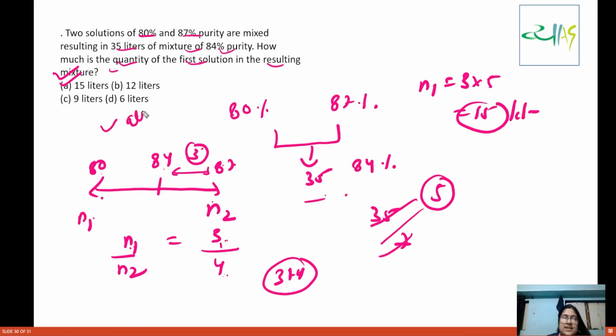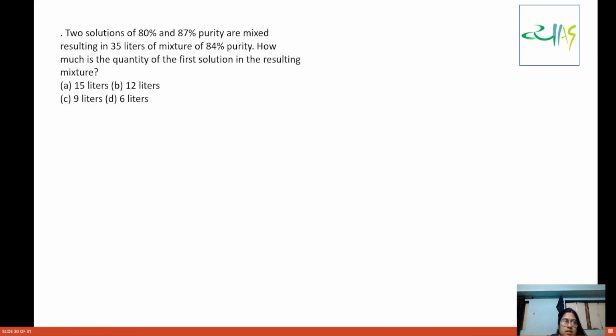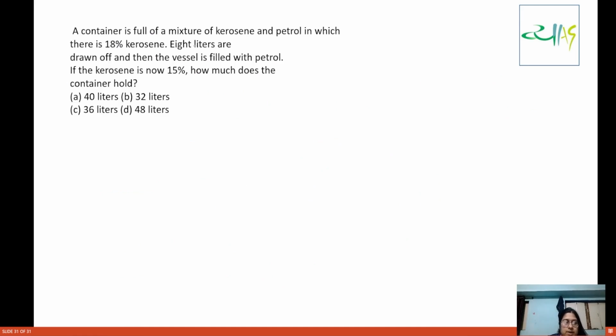So यहाँ पे alligation भी use हुआ and रेशियो और प्रोपोर्शन भी यूज हुआ, तो इसी को हम एलिगेशन और मिक्सचर कहते हैं. Okay, so we say this as alligation and mixture. Okay fine, let's move on to the next concept, I mean next question. Look at this question we have.